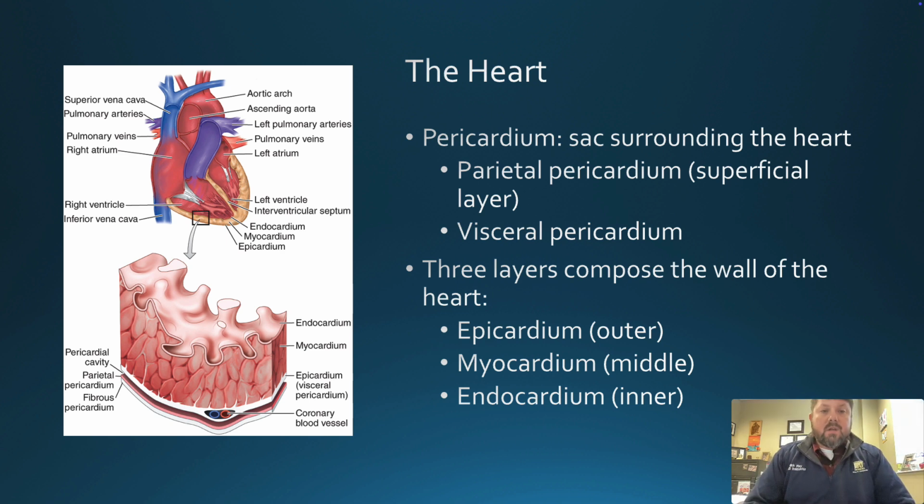Then below that, there are 3 layers that compose the wall of the heart: the outer epicardium, the middle myocardium, which is the muscle, and the inner endocardium, the inside. The epicardium protects the heart by reducing friction. The myocardium is made mostly of cardiac muscle tissue.